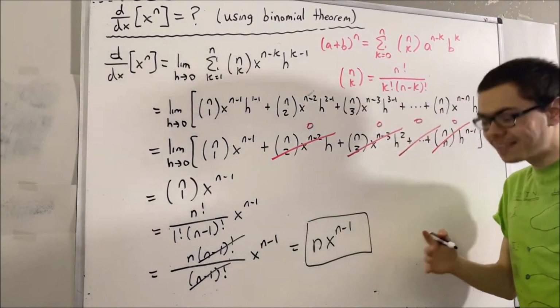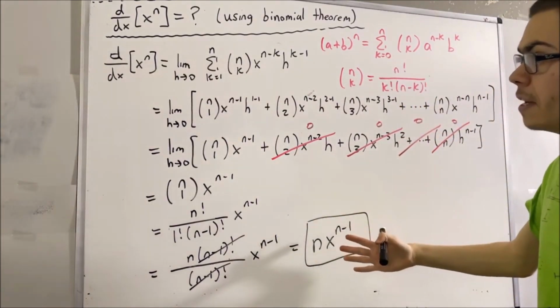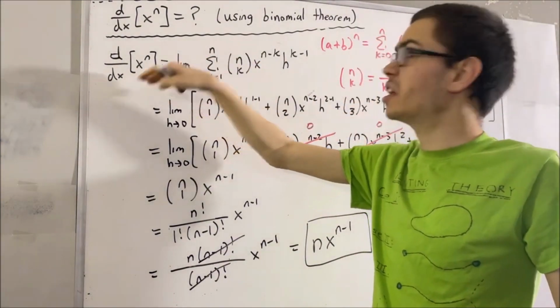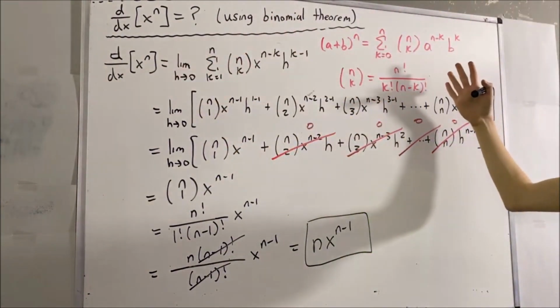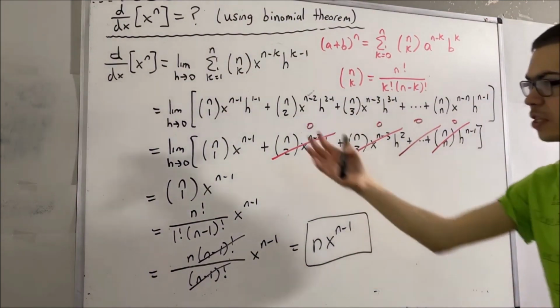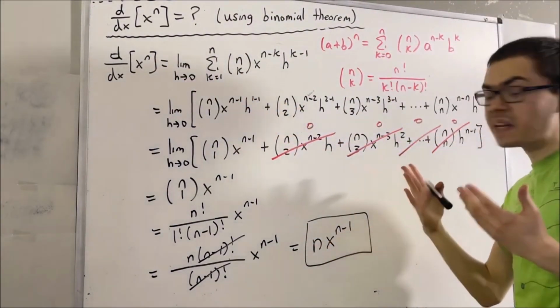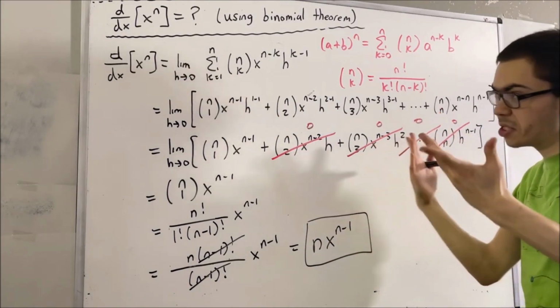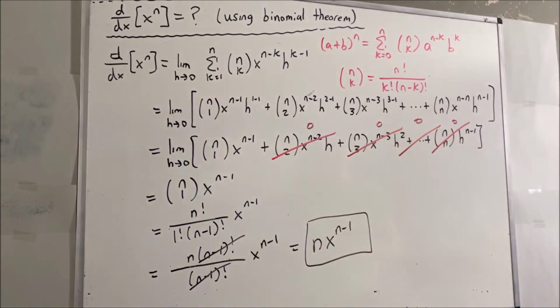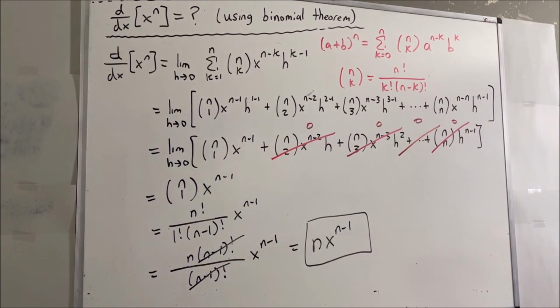And so yeah, that's pretty much how you could derive the power rule for derivatives using the binomial theorem. And yeah, that's pretty cool. We get the derivative of x to the n is n times x to the power of n minus 1. Exactly what we wanted. And so yeah, that's pretty much the idea of how you can do it. So yeah, that's pretty much it for this video.